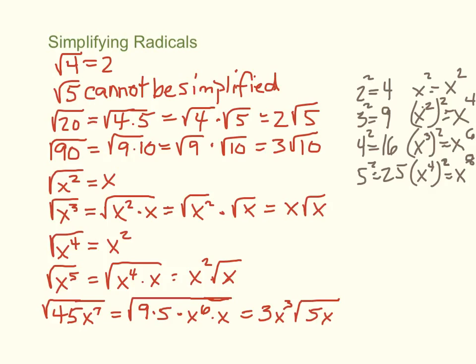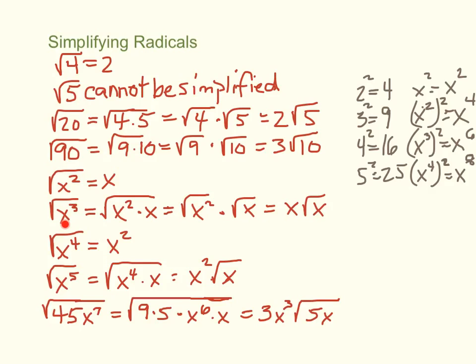If I take x cubed and I square it, I get x to the 6th. x to the 4th squared is x to the 8th. So notice that these perfect squares of variables are all even. So the square root of x to the 4th is x squared. I had to square x squared to get x to the 4th.